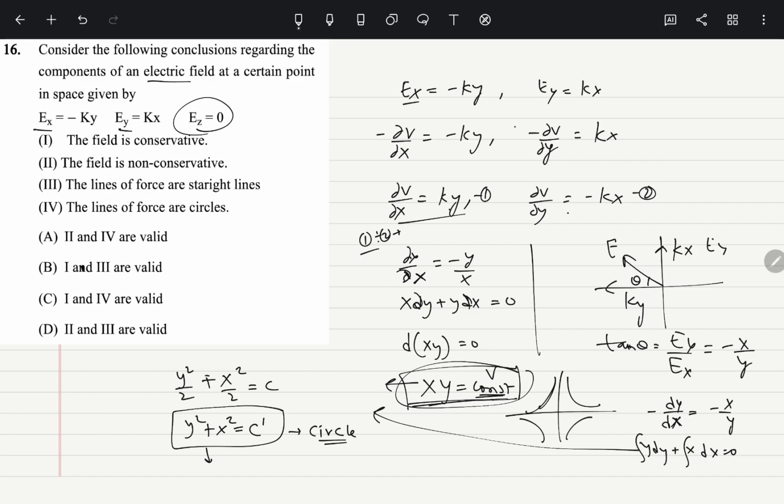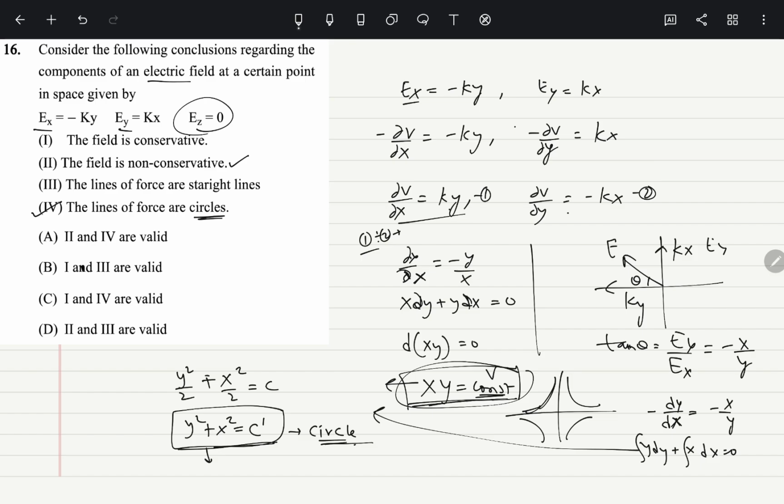So when the equipotential surface is like this, the electric field lines will be in circular form. Now when the electric field lines are in circular form, first of all, the fourth option is correct. The lines of force are circles, because we are getting an equation of circles, and if they are circles, that means the field will be non-conservative, right? Because circles make a closed loop, and with a closed loop, it will be non-conservative.